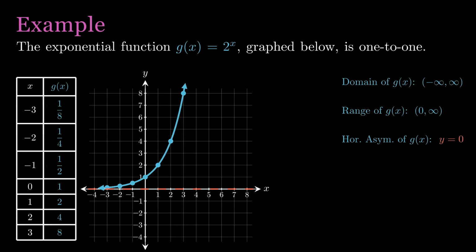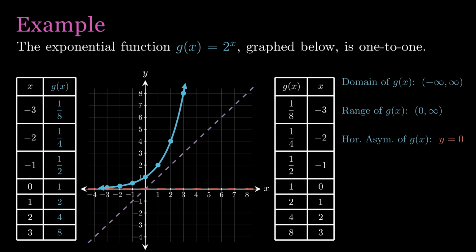Now recall that to obtain the graph of the inverse function, we reflect the graph of the original function across the line y equals x, or we simply swap the components of the ordered pairs, swap the coordinates of the points on the graph. So by doing that, we get the following points: (1/8, -3), (1/4, -2), (1/2, -1), (1, 0), (2, 1), (4, 2), and (8, 3).